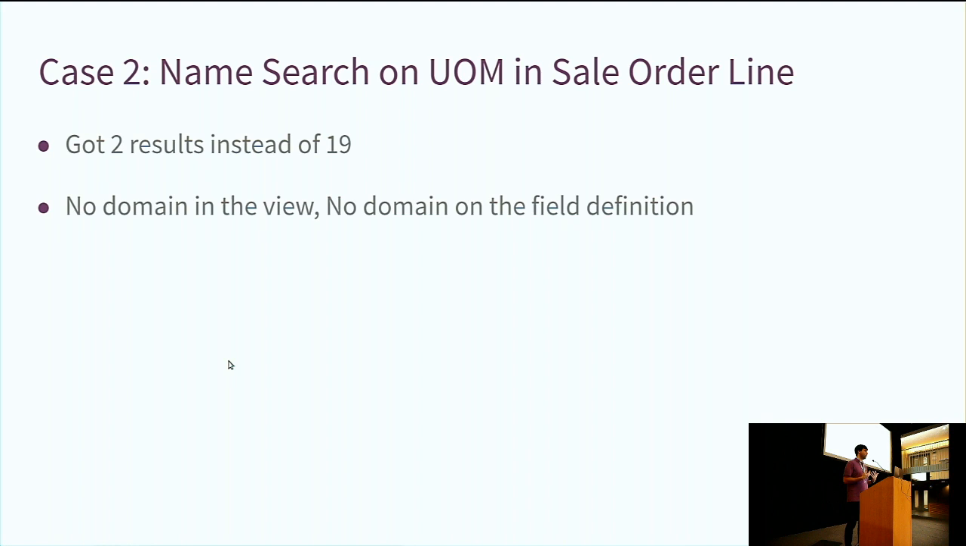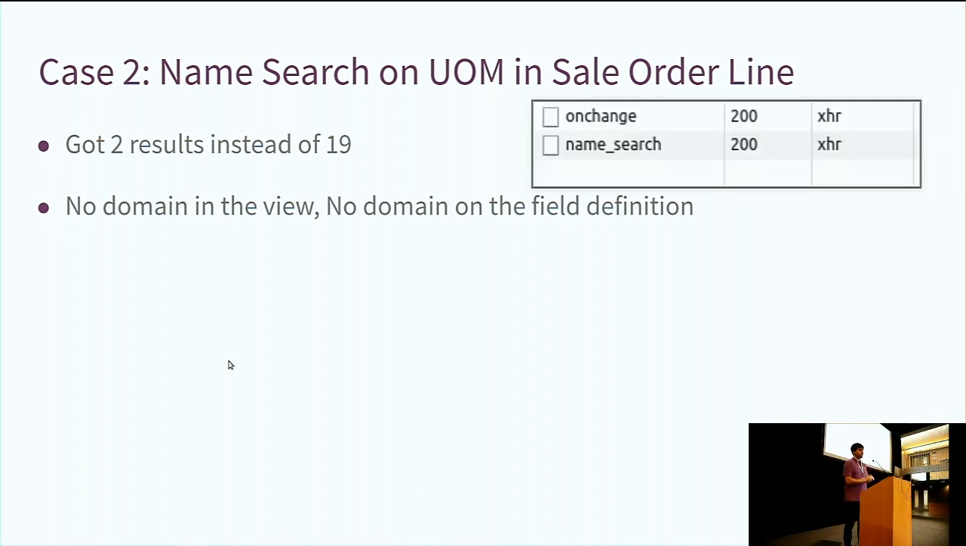This is weird. Of course, you think there is a domain, but there is no domain in the view. There is no domain defined in the field. So there is something happening, but I don't know where it comes from. So once again, let's look at the network. Of course, we have an onChange when we change the product, and then we have the name search when we are looking for our unit of measure.